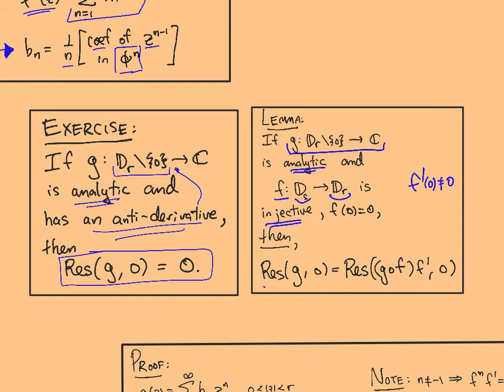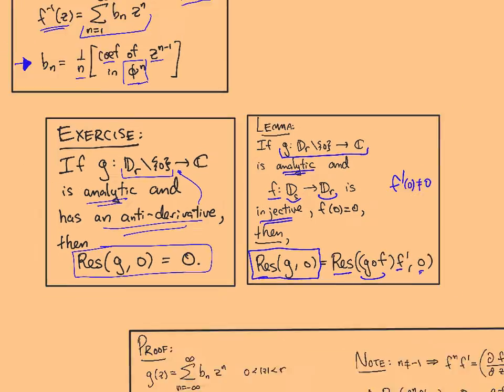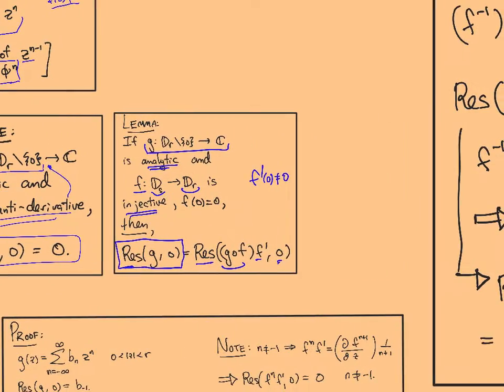Then the residue of G at 0 is the residue of G composed with F times F prime at 0. So it turns out we can prove the Lagrange inversion formula pretty easily with this lemma, so let's do that, and then we'll get back to the proof of the lemma.